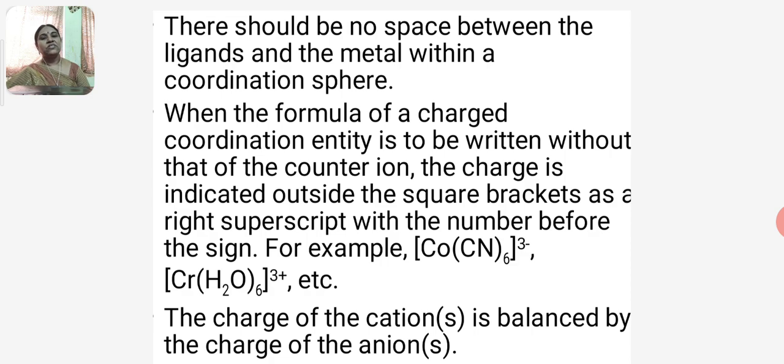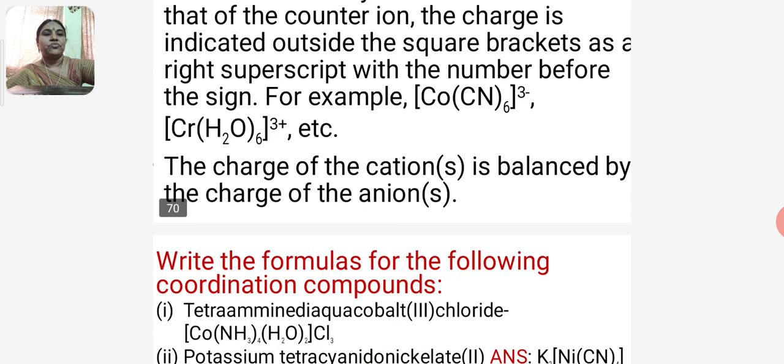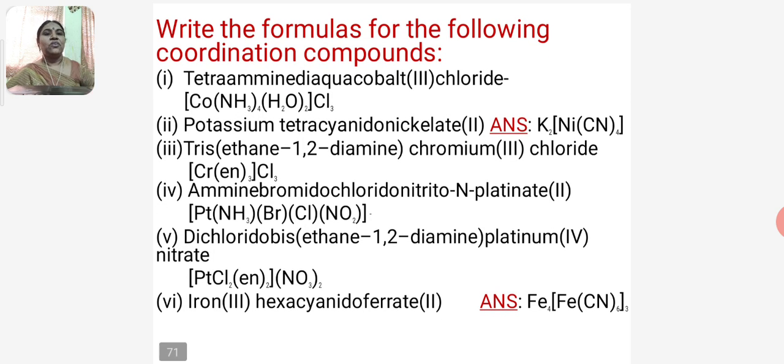Similarly, even in case of Cr, H2O taken 6 times, 3 plus, we have indicated the cationic charge as the right superscript. The charge of the cations is balanced by the charge of the anions. After completing writing the formula of the complex ion and the counter ion, we have to see that the charges are balanced. Now let us see some examples and try to name the complex and write the formula of the complexes.